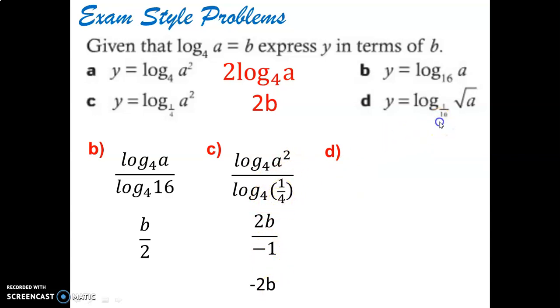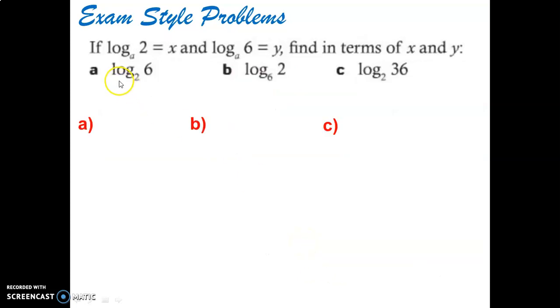And in D, again, by change of base, we make it base 4. That half goes in front, so half b, and here 4 to a negative 2 power gives 1 over 16, so we have that negative 2 there, which becomes that. Take a look at those. If those were a little quick in class, make sure you understand what happened there, because we have some more coming your way.